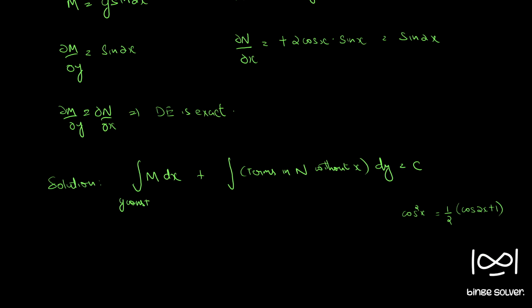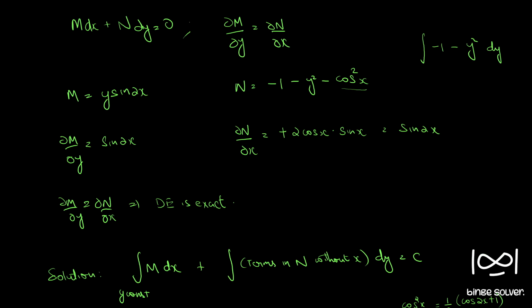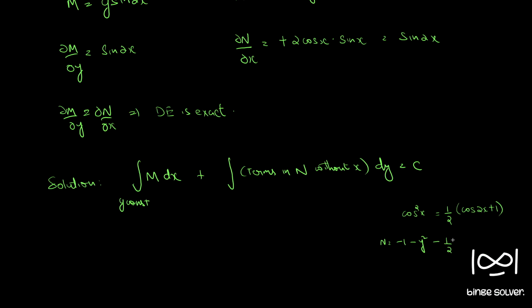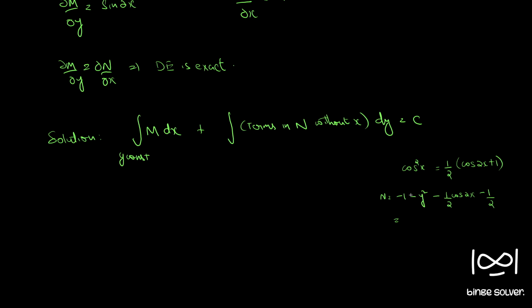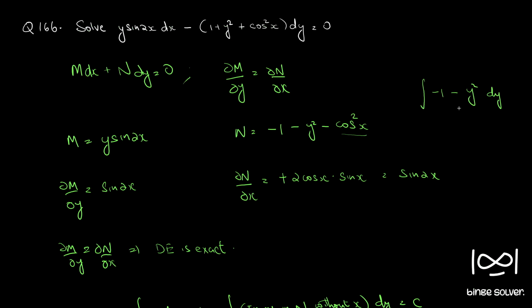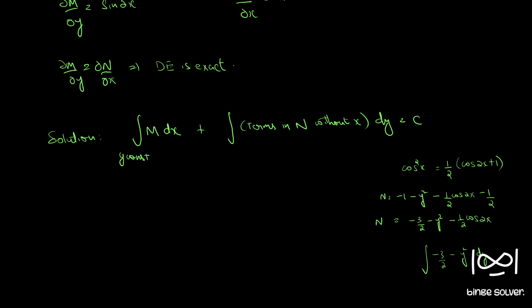So it can be, cos²x can be written like this also. So our N becomes minus 1 minus y² minus cos²x, so instead it becomes minus half cos 2x minus 1/2. So that becomes minus 1 minus 1/2 is minus 3/2 minus y² minus half cos 2x. If we have our N as this, this becomes integral of minus 3/2 minus y² dy. So the answer will be slightly different. Here we will have minus 1 minus y², and in this case we will have minus 3/2 minus y² dy. I'll write down both and explain which should be right.